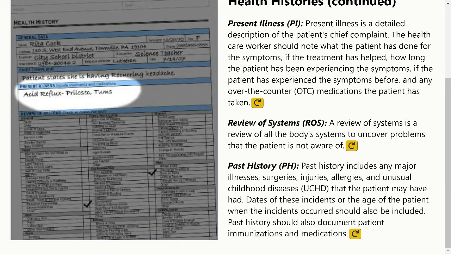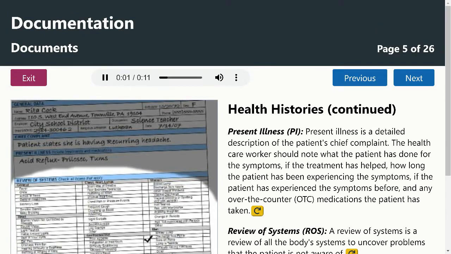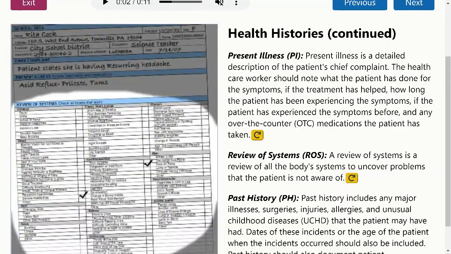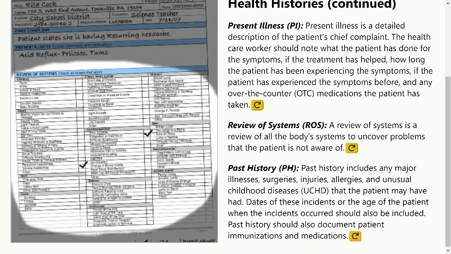Then they have review of systems. A review of systems is a review of all the body systems to uncover problems that the patient is not aware of. So a lot of times they'll have, let me see if it's going to light up. Yeah. Review of systems. Not a good picture, but it'll have all the different body systems, like your lungs, your skin, your digestive, your GI, and they'll ask you, are you having this problem? And you just check it off, or you put no, because they want to see if there's anything else that could be going on that contributes to what you're presenting with.